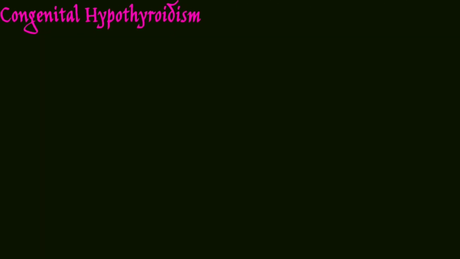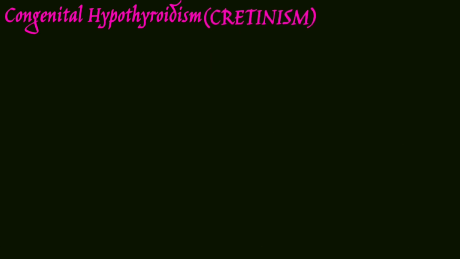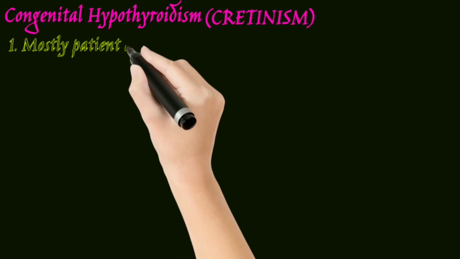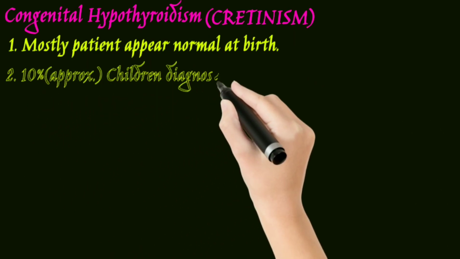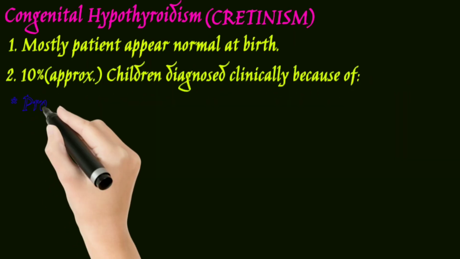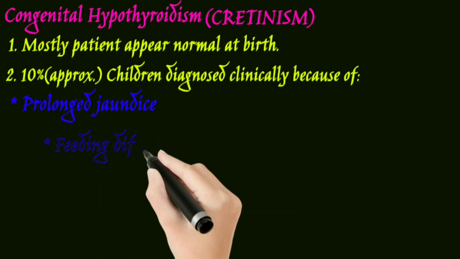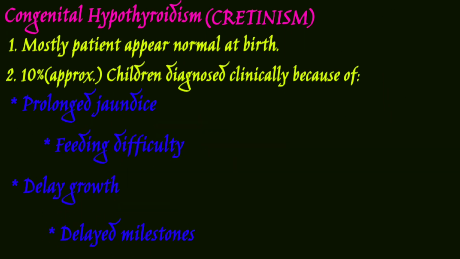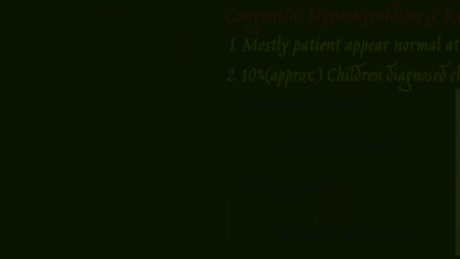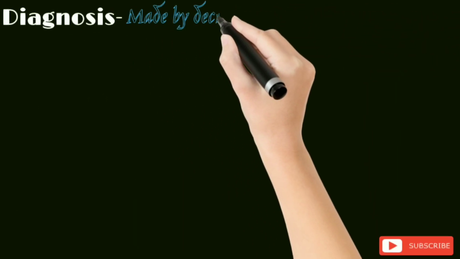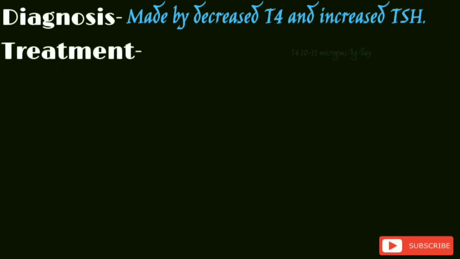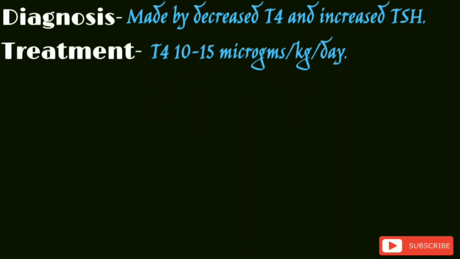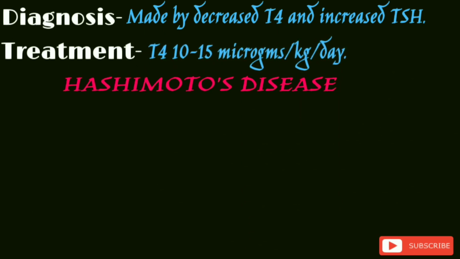Congenital hypothyroidism. In congenital hypothyroidism, patients mostly appear normal at birth. Approximately 10% of children are diagnosed clinically because of prolonged jaundice, feeding difficulty, delayed growth, delayed milestones. Its diagnosis is made by decreased T4 and increased TSH. Treatment. It can be treated by T4 in a dose of 10 to 15 microgram per kg per day.